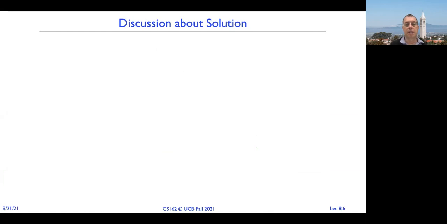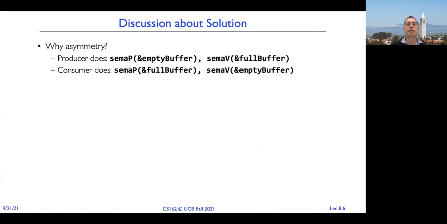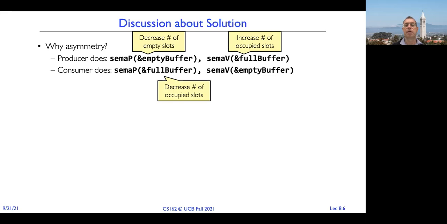So a discussion about the solution. You can see there is a symmetry, right? The producer is calling P and then V on empty buffers and full buffers, and the consumer does the reverse. It is calling P on the full buffers and V on the empty buffers, right? So there is this asymmetry, okay? And it's exactly what we expect, right? Because the producer has to decrease the number of empty slots and increase the number of occupied slots.